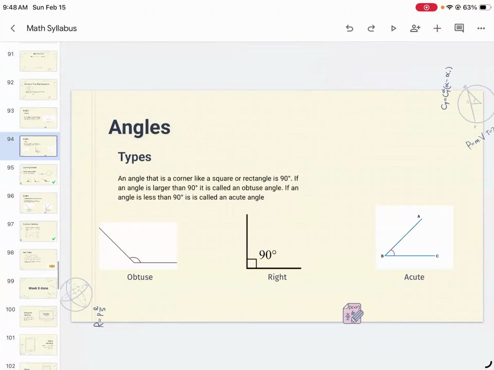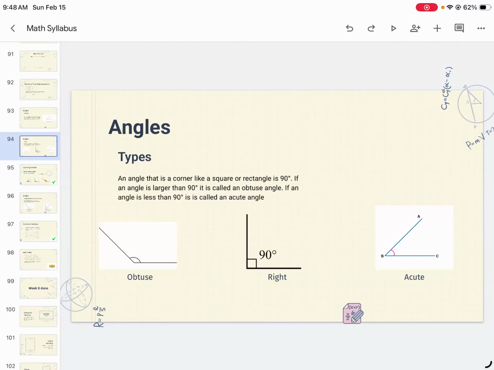So, just to recap, there are three types of angles: obtuse, right, and acute, and then there are also straight angles, which are just 180 degrees. So this is probably one of the most important things to remember from this chapter: obtuse, right, and acute angles. Right angles are 90 degrees, obtuse are more, and acute are less.